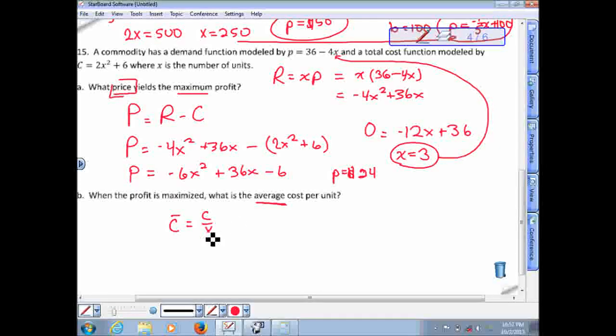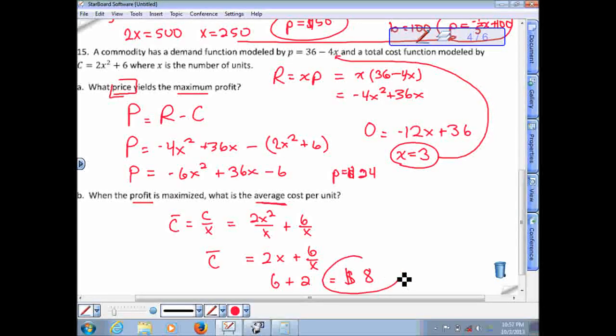Now, what is the average cost? So C bar is equal to C over x. This is equal to 2x squared over x plus 6 over x, which is 2x plus 6 over x. Now we know when the profit is maximized, they're selling 3 units, so the average cost of 3 units is 2 times 3, which is 6, plus 6 over 3, which is 2. That's $8.